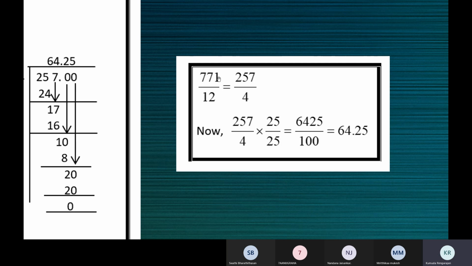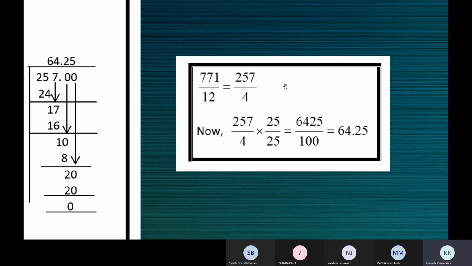That is, this is the total of the fi/xi column, sigma fi/xi by sigma fi. We have 771 by 12. You can simplify using the tables of 3 and bring it to 257 by 4. Now, instead of performing the long division, you can also do this. We'll see all the 3 methods. I've worked it in 3 different ways. At the end of that, please ask me your questions. This is one way wherein you simplify and it reduces to 257 by 4.